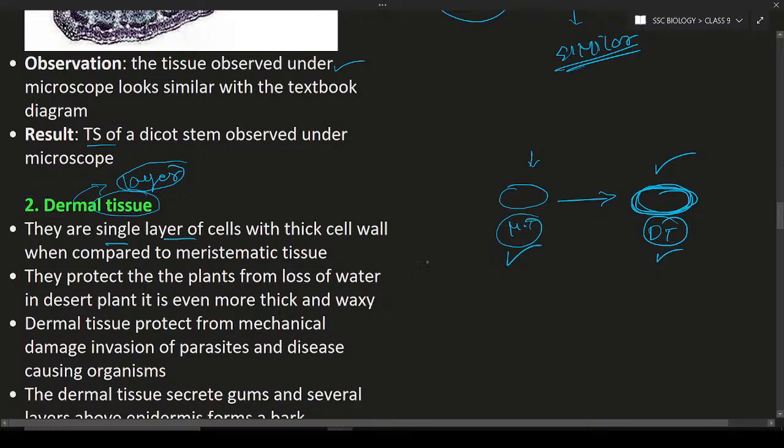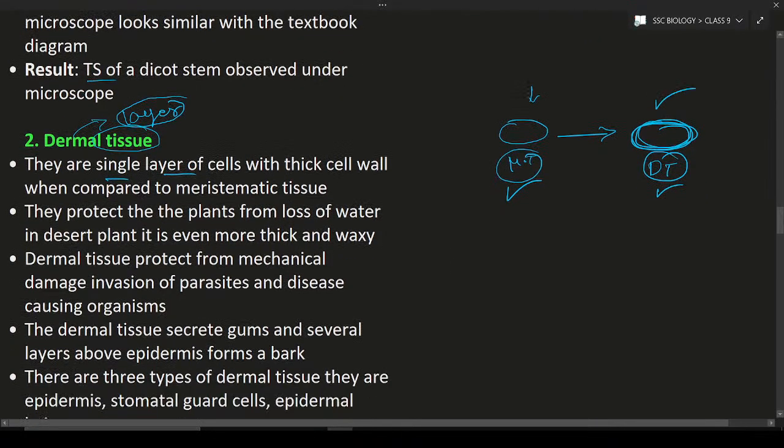Next, they protect the plants from the loss of water. Remember one thing: dermal tissue is involved in protection against water loss. We know that in the plant body water is most important, so water has to be saved in the plant. This is the reason dermal tissue is used to protect from water loss. It will prevent loss of water from the leaves, the branches and the other parts of the plant.